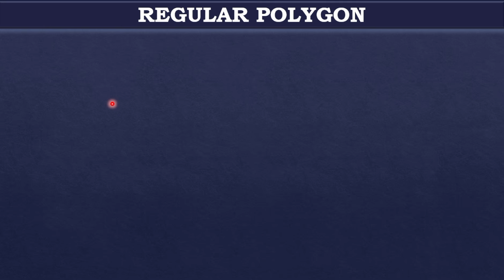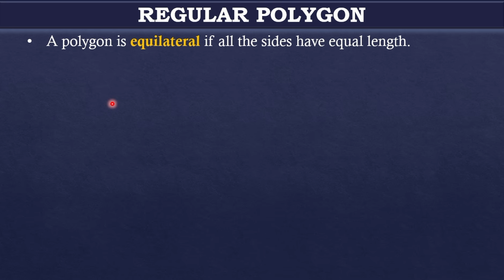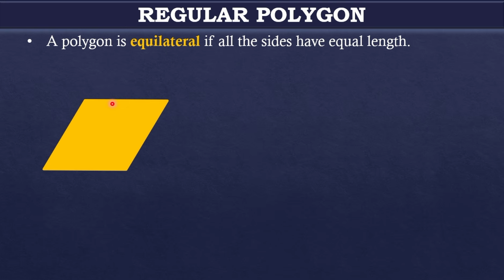From the given sets of polygons, how will you know that a polygon is a regular polygon? So let us define first, a polygon is equilateral if all the sides have equal length. Let me give you an example. So, kapag meron po tayong figure and all of its sides are equal, then this is an equilateral triangle. So, matatawag natin siyang equilateral kapag yung lahat ng sides niya ay equal. Paano mo malalaman na equal lahat ng sides?